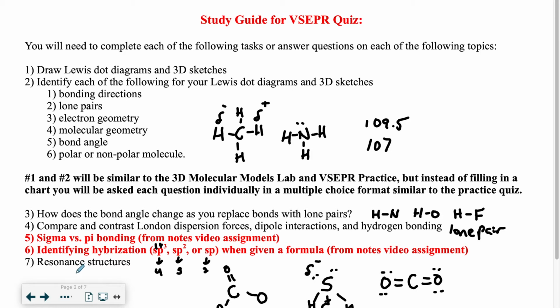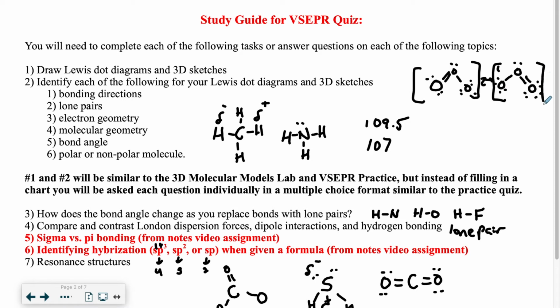Finally, here we have resonance structures. So you're going to be asked questions about resonance structures. An example that we did in class together would be ozone. So remember, for a resonance structure, we had an arrow going back and forth between the multiple possibilities. On this example, we had our double bond on the left side. I could also draw another example of this, where the double bond would be on the right side. So this right here would be considered a resonance structure.